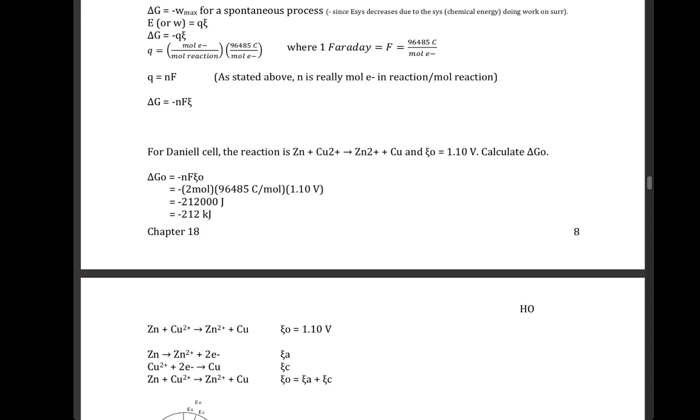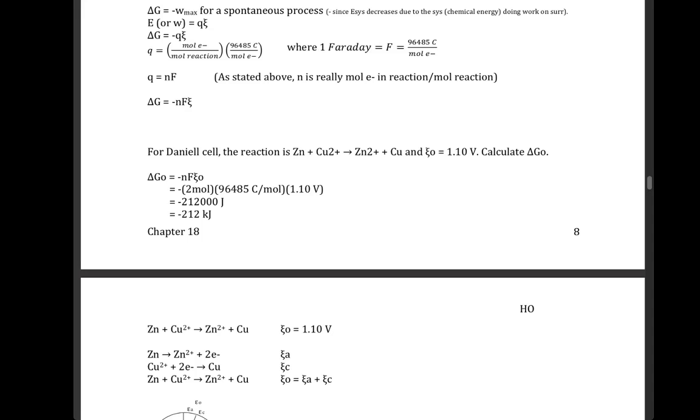So we have from earlier that delta G is equal to the maximum amount of work that we can get out of a spontaneous process. We have a negative sign in there because from the perspective of the system, its energy has decreased because work has been done by the system. Electrical energy, or we could say W for work, is equal to charge times the potential. That is to say, delta G is equal to minus QE.